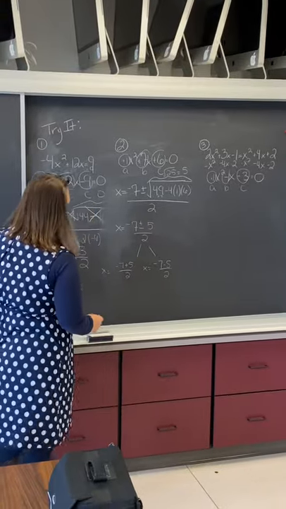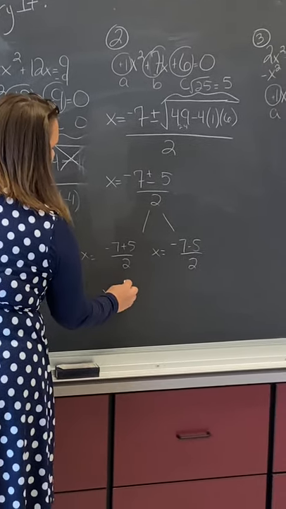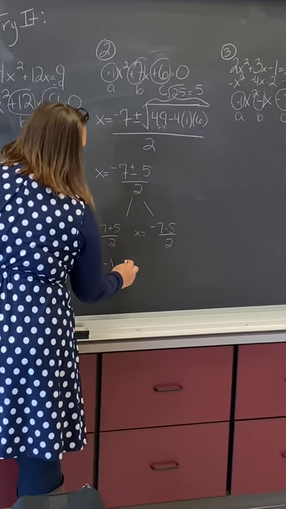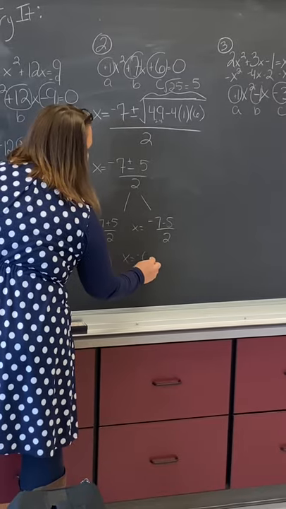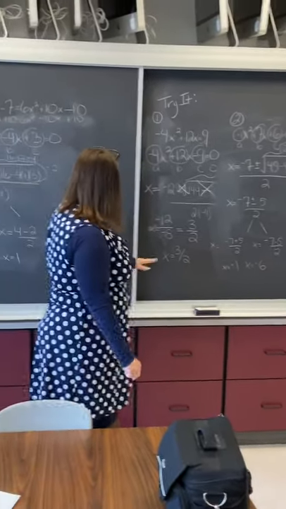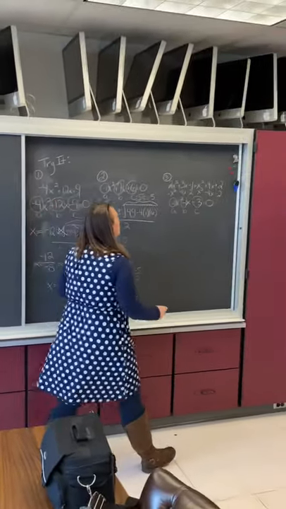When I simplify, I get minus 2 over 2. That's minus 1. When I simplify over here, I get minus 12 over 2. That's minus 6. Two solutions. Just like we're used to, sometimes one solution. It all depends on what's underneath this radical. One more.